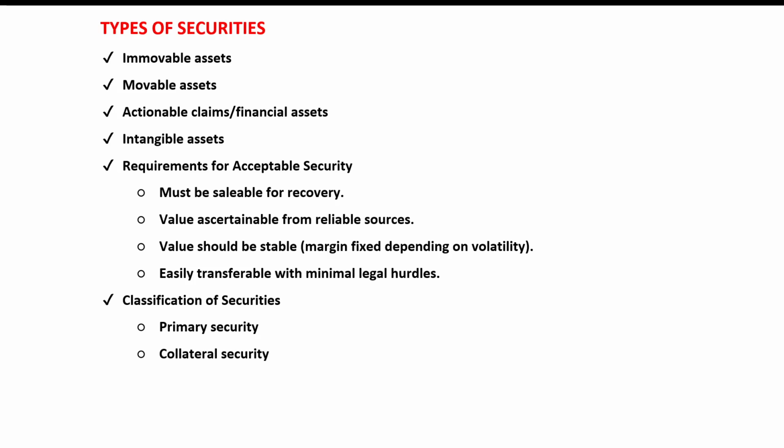Types of security. There are four types of security: immovable, movable, financial assets, and intangible securities. Immovable property includes land and building.